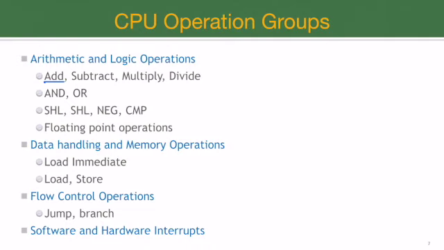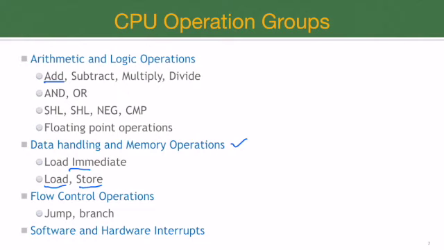The second group of operations is data handling and memory operations. For example, load an immediate value, or load a value from RAM into a register, and store a value from a register into the RAM. So these operations are used to interact between the CPU and the RAM, specifically with reference to data.